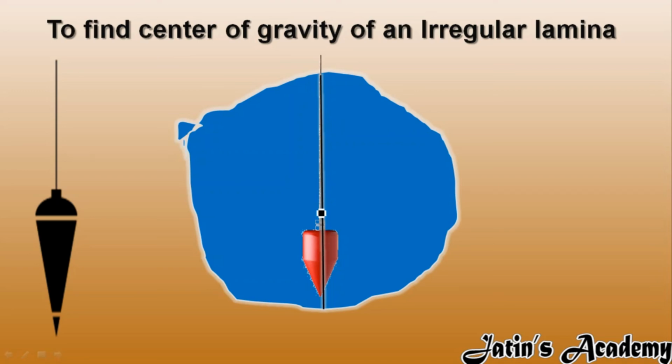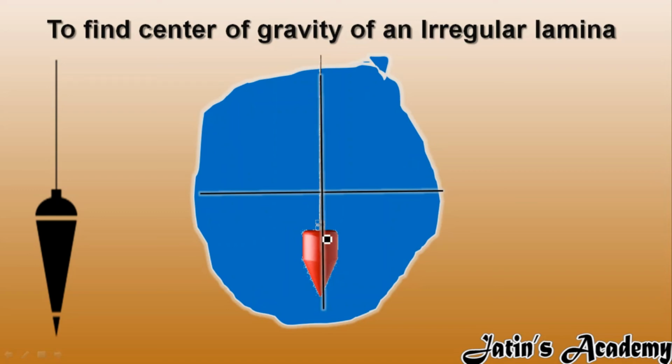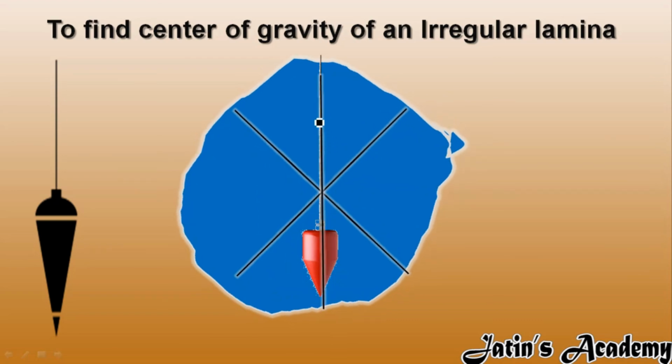Now rotate this irregular body. After rotating, again draw one line. Again rotate this, and after rotating, again draw one line. So the intersection of these lines on the irregular body will give us the center of gravity of the irregular lamina. So now the procedure is clear to you: how you will calculate the center of gravity of an irregular lamina, just by making a plumb line at different positions. At the intersection of these lines, you will get the center of gravity of the irregular lamina.